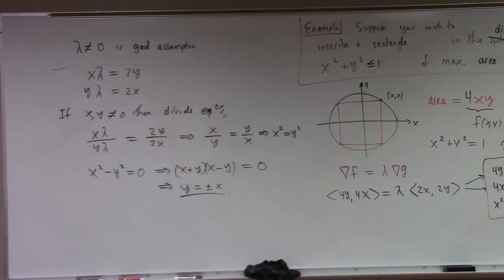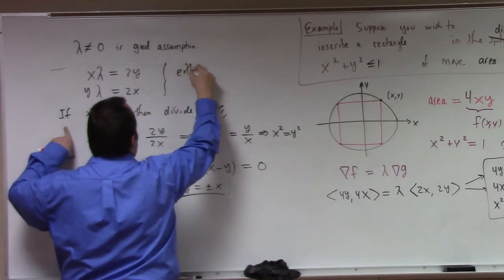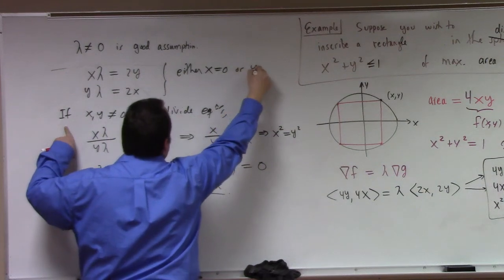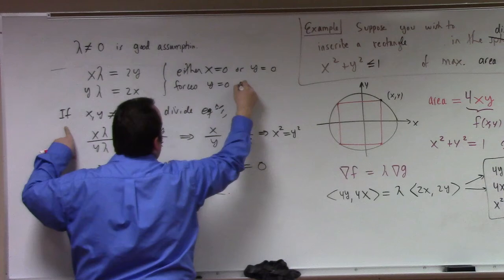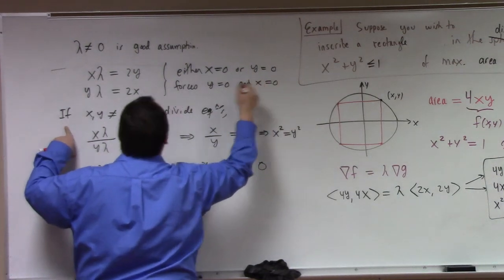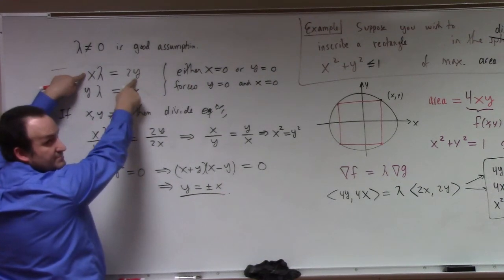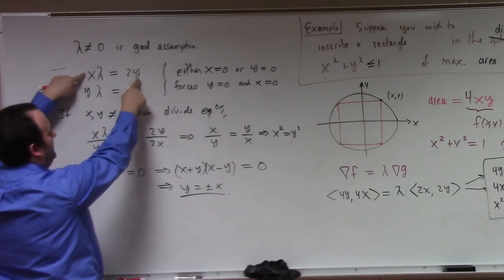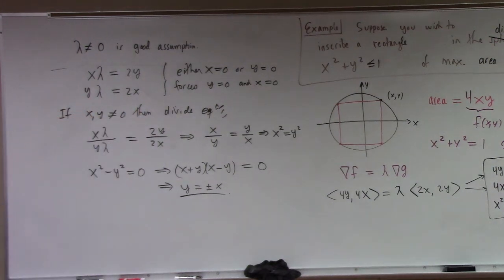By the way, notice that either x equals 0 or y equals 0 forces the other to be 0. If I put x equal to 0 here, that forces y to be 0. If I put y equals 0, it forces x to be 0. So either one of the coordinates being 0 forces the other coordinate to be 0. And we can't have 0 and 0 as a solution.